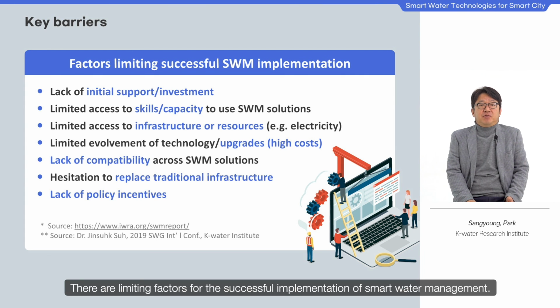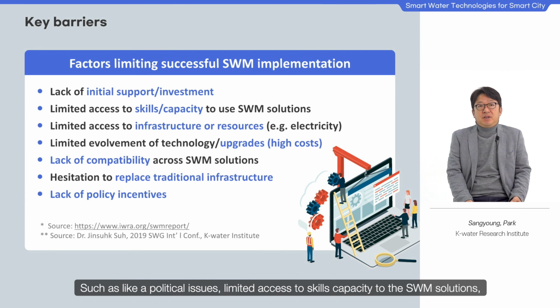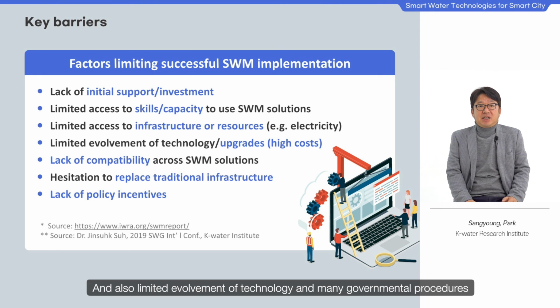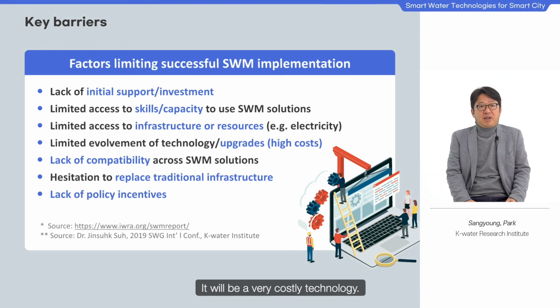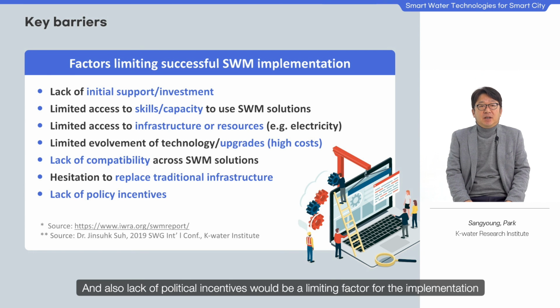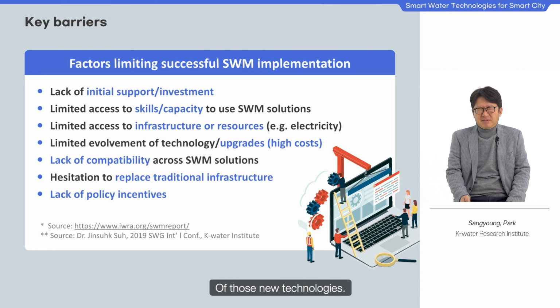There are limiting factors for the successful implementation of smart water management, such as political issues and limited access to skills and capacity for the use of smart water management solutions, and also limited access to infrastructure or resources such as electricity, and limited involvement of technology. Many government officials consider it a very costly technology, and there is hesitation to replace the traditional infrastructure. The lack of political incentive would also be a limiting factor for the implementation of those new technologies.